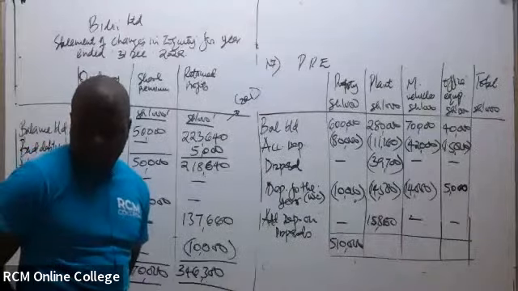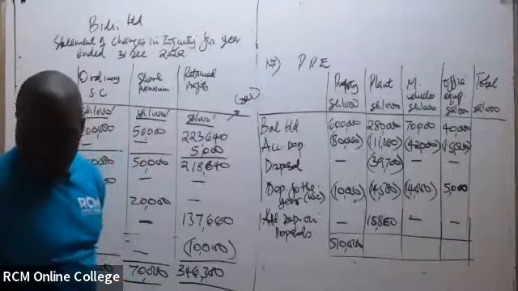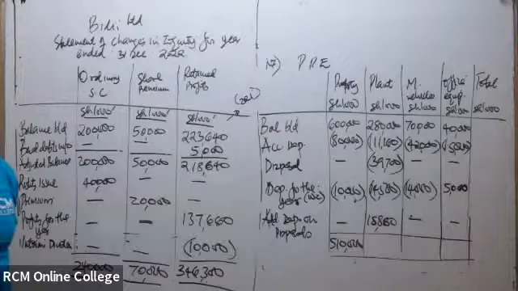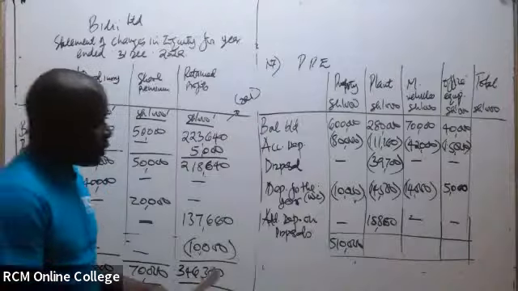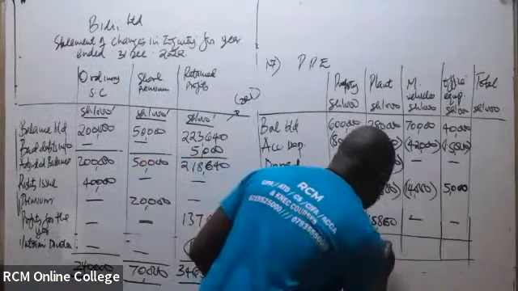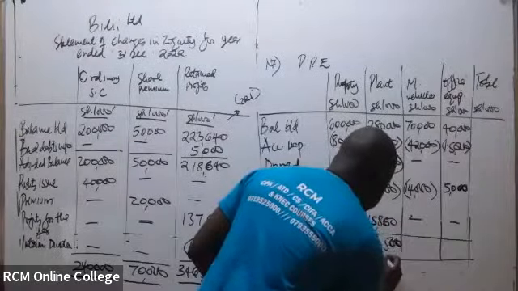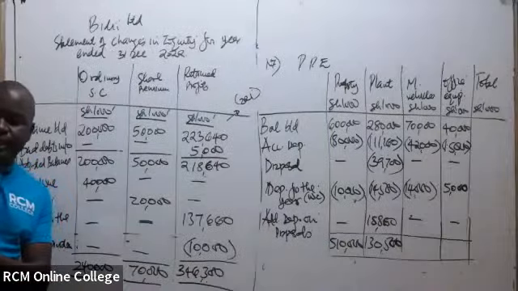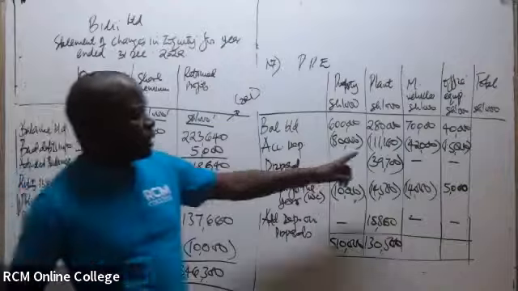98,780. 135,500. I think 135,500 is the most appropriate. So I don't know how you're getting 98,780. It should be 135,500. I think that is the correct figure. Nekesa, have you done it correctly?